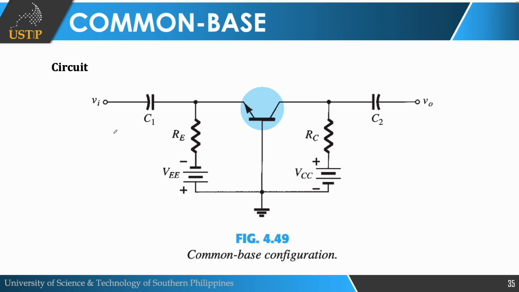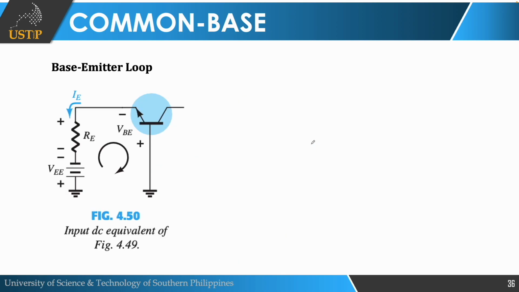The next configuration that we're going to discuss is the common base configuration. So we have here the circuit. We have the input side, which is the emitter, and the output side is the collector, if you can remember from our discussion of common base. We have the resistor RE and then VEE, and on the output side we have RC and VCC. Here we still need to use KVL in this loop, but instead of IB, we are going to be solving IE, because the input current that is considered is already IE, no longer IB, because now the base is common for input and output.